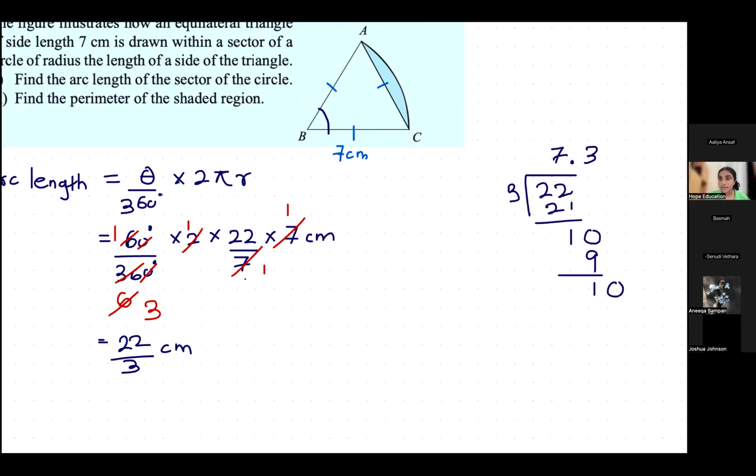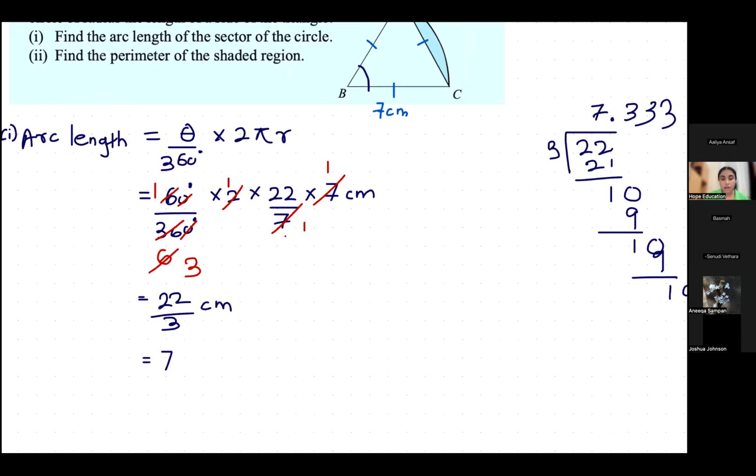Then already there is a decimal place, so I don't have to add another one, right? I can just keep it like this. Then 3 times 3 is 9 again. 1 remaining. 3 times 3 is 9. Likewise, 3, 3, 3, 3 keeps coming. So I can put the answer as 7.3, or I can put 7.33. That is the arc length.